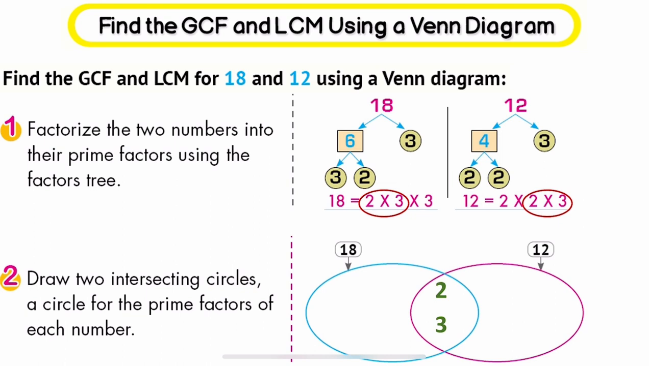For the number 18, we have a factor 3, so we can put 3 here for 18. For 12, we have 2 remaining, so we can put 2 here for 12. So the numbers 2 and 3 are common factors for 18 and 12.